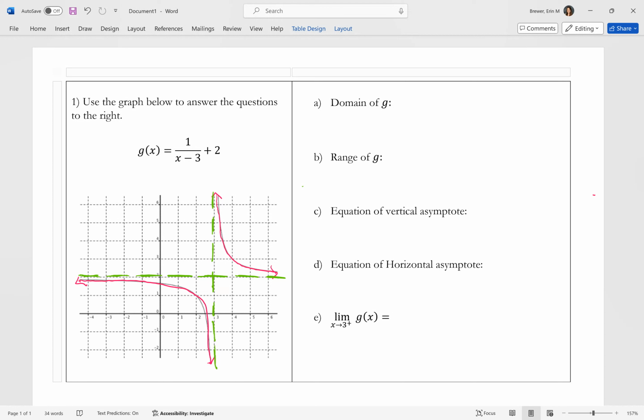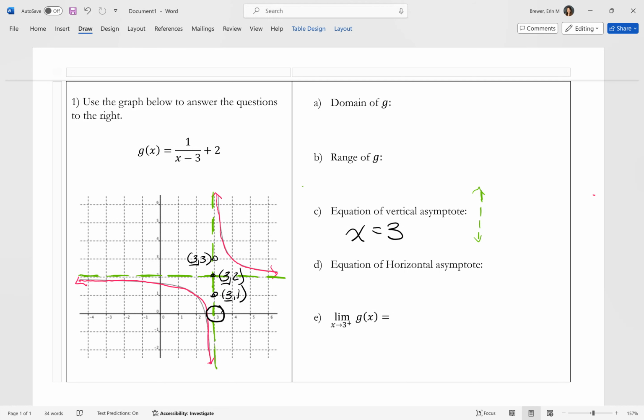Okay, so I might even start by writing the equations of the asymptotes first, since that's what I just drew in. For the equation of the vertical asymptote, that's my up and down line. I notice that that up and down line is going through the x-axis at 3. So I'm going to say the equation of that is x equals 3. If I look at any point on that line, all of those points have an x value of 3, solidifying this idea that x equals 3 on that vertical line.